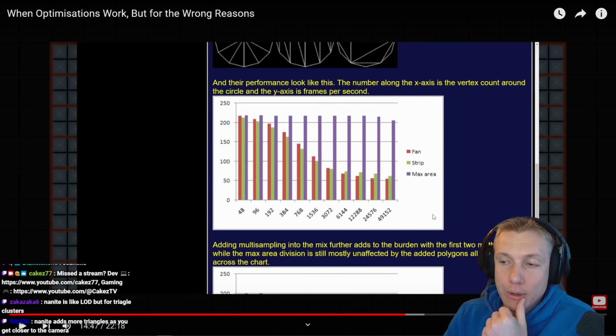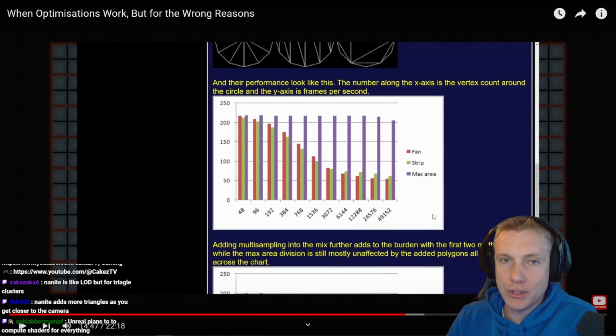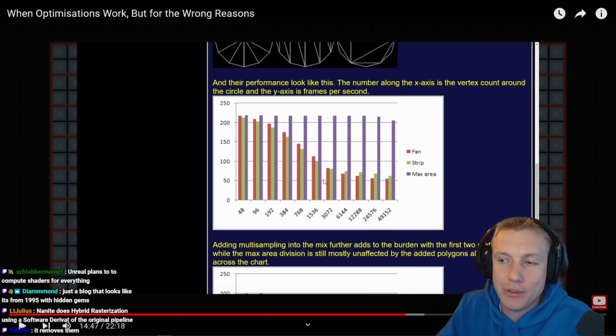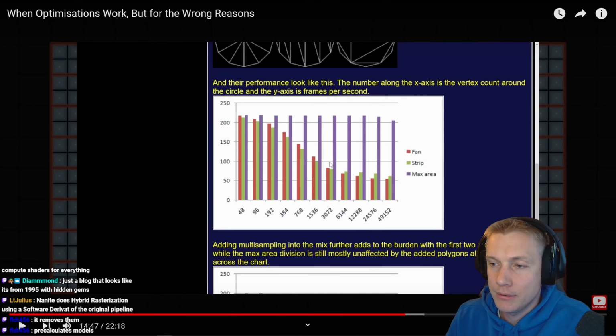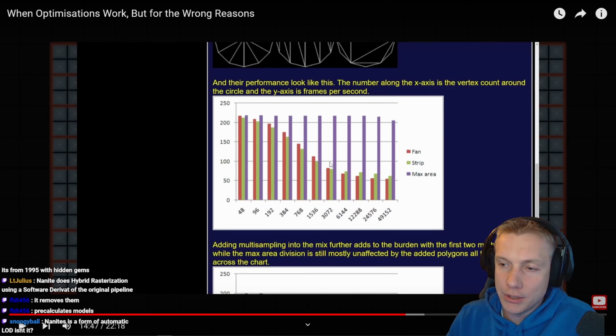I wonder how Nanite works into this. Nanite just adds more triangles as you get closer to the camera. But what about far away? Does it do its own triangulation? So basically remove triangles? Nanite does hybrid rasterization using a software derivative of the original pipeline. It removes them per pre-calculated models. I see. So basically, if you have a model in there, it calculates the different LODs itself. And it's a form of automatic LOD, isn't it? It looks like it, yeah.